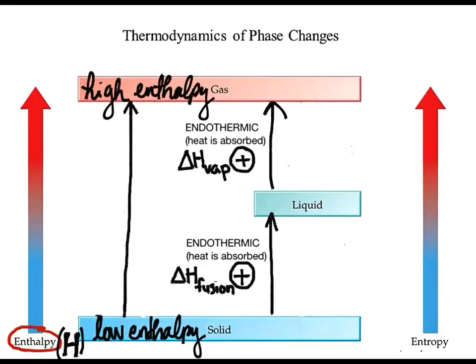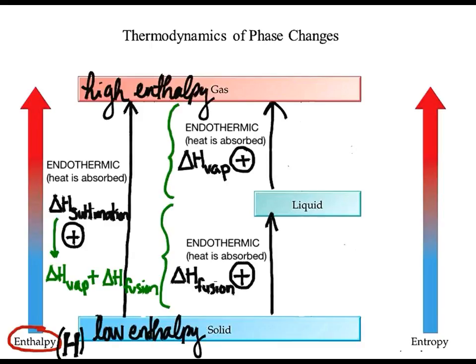Now we can add those two together, and that gives us the heat of sublimation. Sublimation is also endothermic, so it has a positive delta H. And not only is it positive, but you learned last year, because of Hess's law, that the heat of sublimation is simply the sum of the heats of vaporization and the heats of fusion. And that's because enthalpy is a state function. All that matters is the initial state and the final state. So this heat of sublimation is equal to the heat of vaporization plus the heat of fusion because of Hess's law.